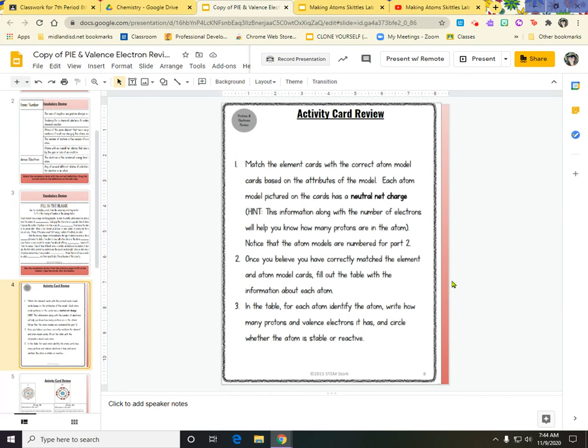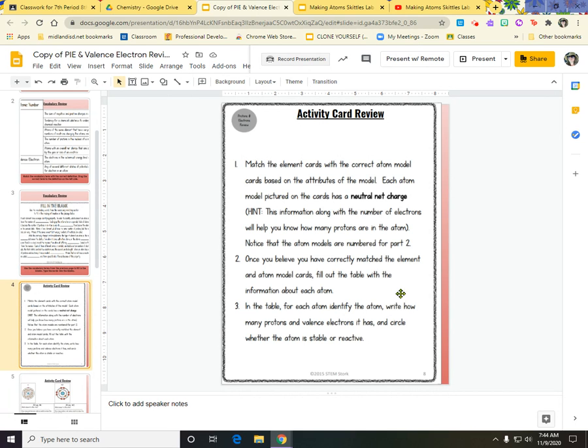It says match the element cards with the correct atom model cards based on the attributes of the model. Each atom model pictured on the cards has a neutral net charge. Hint: this information along with the number of electrons will help you know how many protons are in the atom. So neutral net charge means that the protons and electrons are equal. We already know that because of APE. Atomic number equals protons equals electrons. They're all equal.